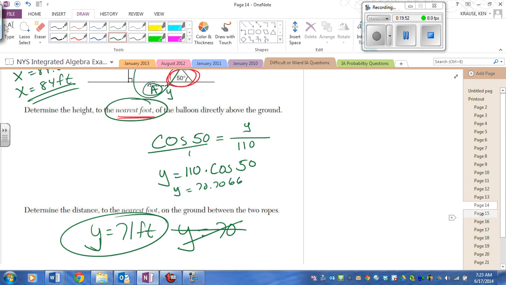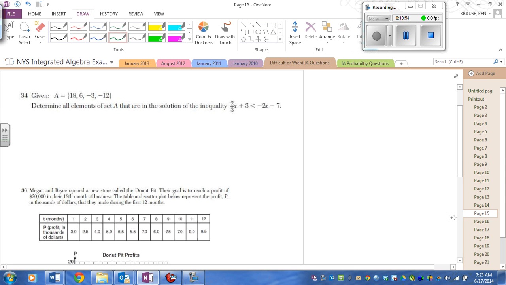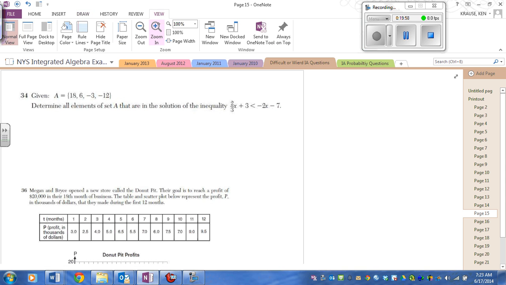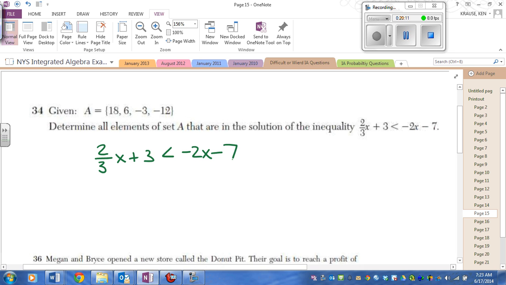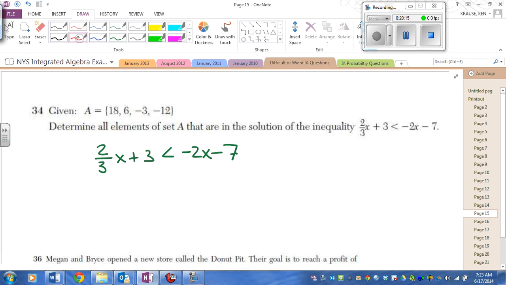Alright, on the last page. Okay, so here we go. Let me blow this up so you can see this again. We've done this a few times this year. Let me rewrite this equation: 2 over 3 x plus 3 less than negative 2x minus 7. So what you want to do is multiply everything through by the common denominator. The only denominator is 3, so we're going to multiply everything by 3.